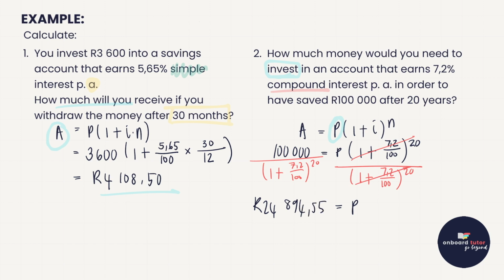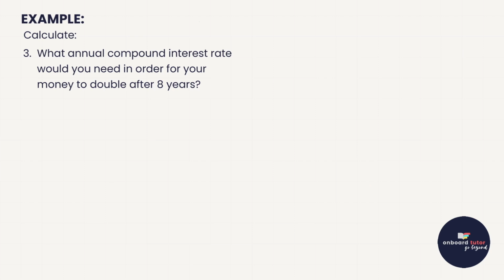So in other words, if you invest this much money at a rate of 7.2% for 20 years, you can then end up with a large sum of money many, many years later. Here's a third example. What annual compound interest rate would you need in order for your money to double after 8 years?